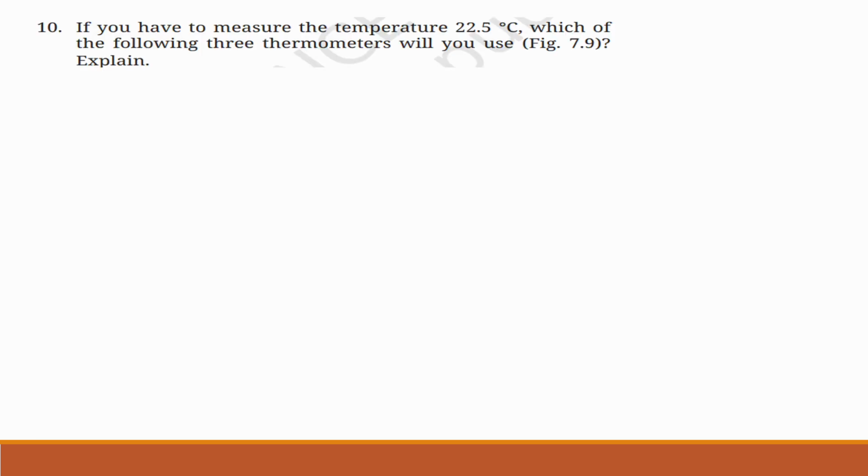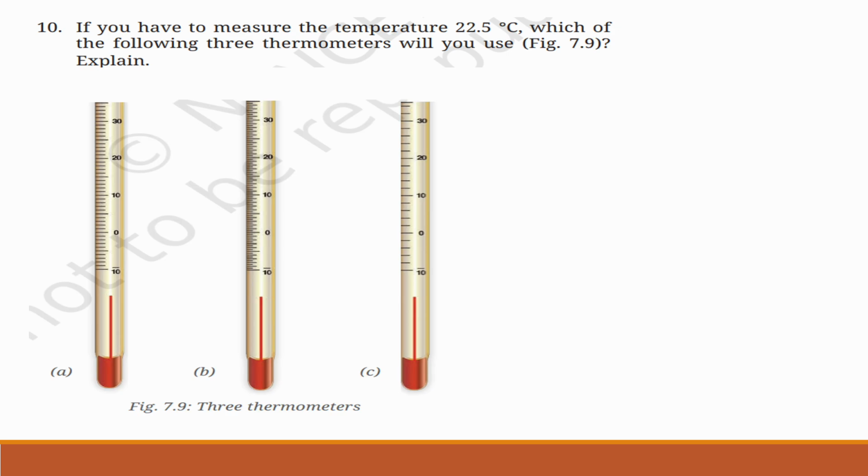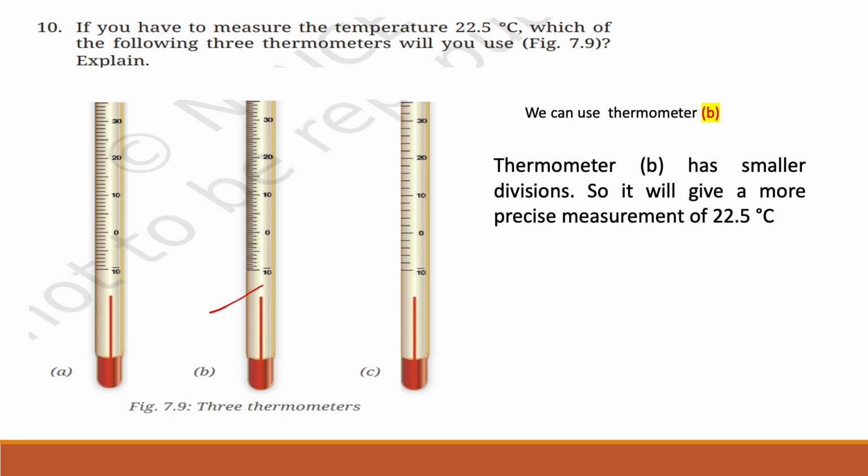If you have to measure the temperature 22.5 degrees Celsius, which of the following 3 thermometers will you use? See, you have been given 3 thermometers. Which one will you use to read 22.5 degrees Celsius? So, we can use thermometer B. Why? Thermometer B has smaller divisions, so it will give a more precise measurement of 22.5 degrees Celsius. Here each small division is 0.5 degree.